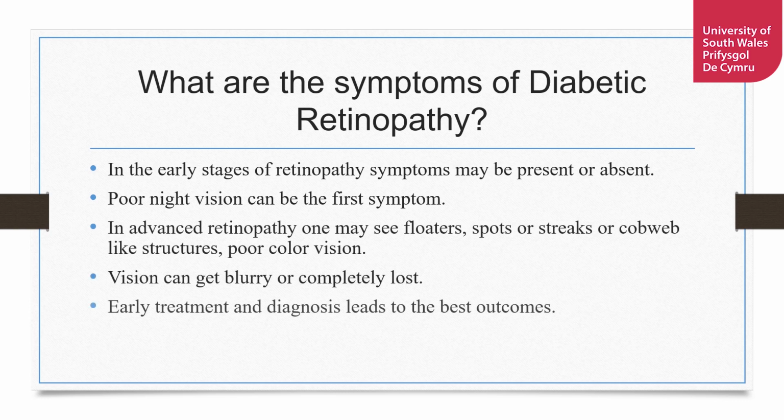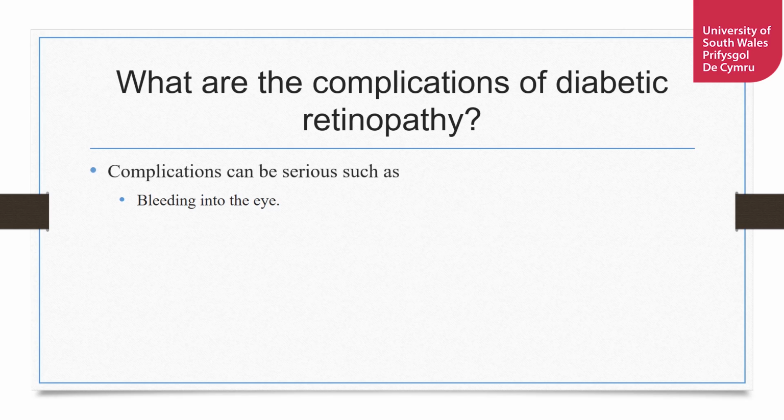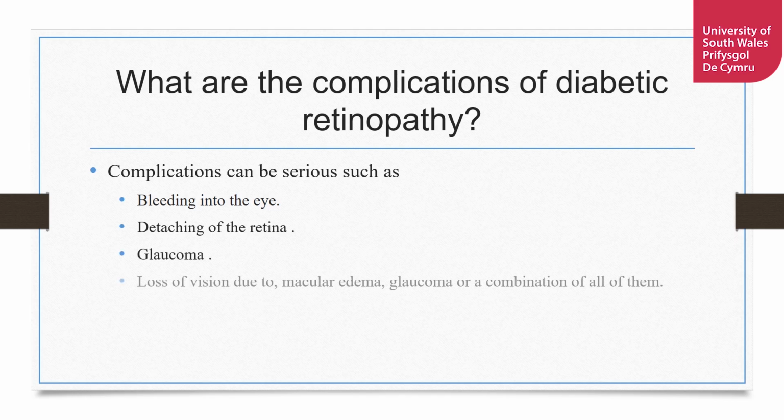Early treatment and diagnosis of diabetic retinopathy leads to the best outcomes. Complications can be serious, such as bleeding into the eye, more so the inner chamber of the eye, detaching of the retina, glaucoma, loss of vision due to macular edema, or a combination of all of them.